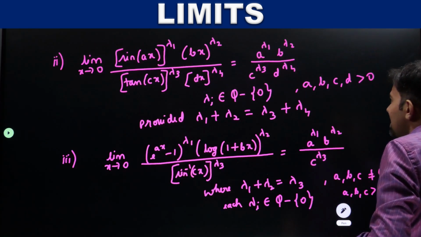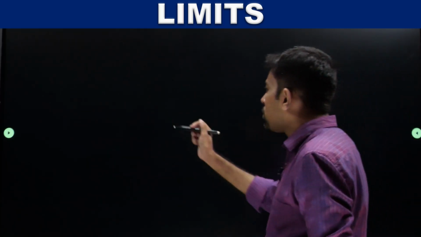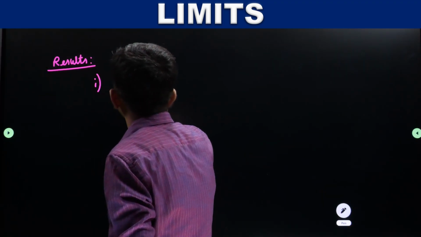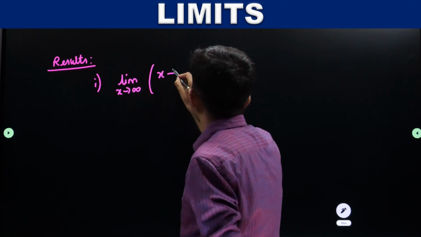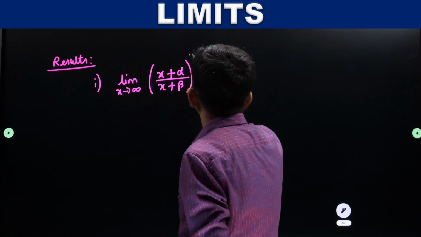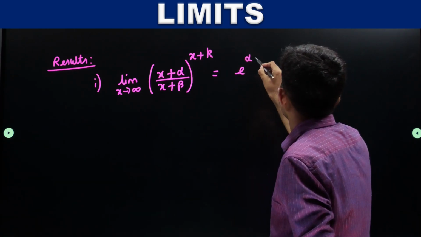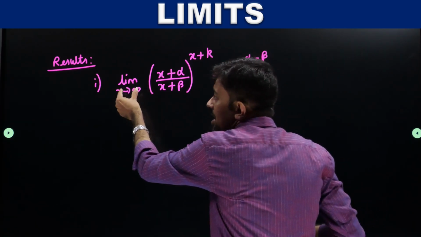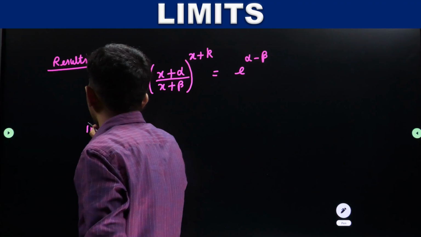Two more results I can tell you here are based on 1 to the power infinity. Limit x tends to infinity of ((x plus alpha) by (x plus beta)) to the power x plus k. If it is like this, the answer is e to the power alpha minus beta, because as x approaches infinity, the base approaches 1 and the power approaches infinity. Because of that, it takes the 1 to the power infinity form.